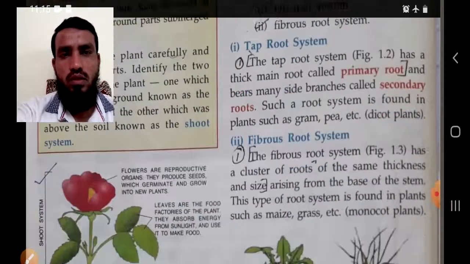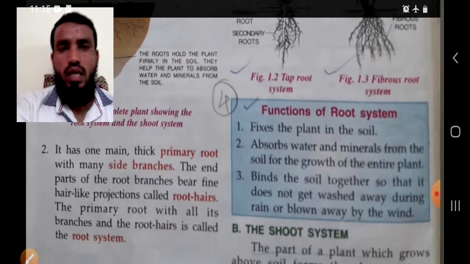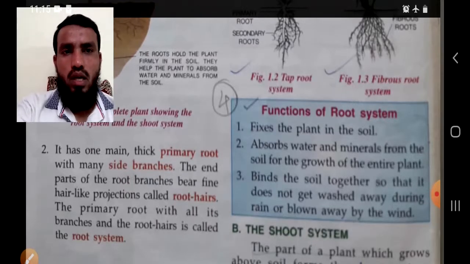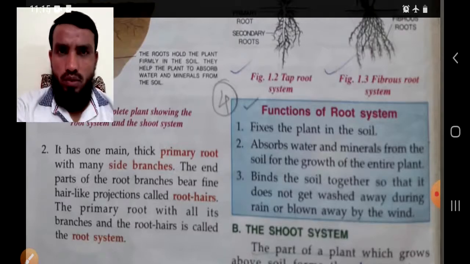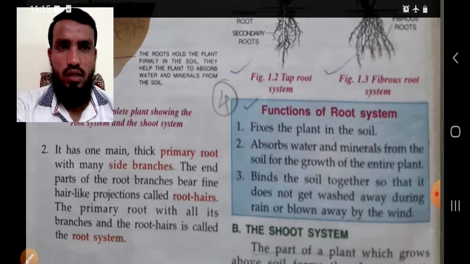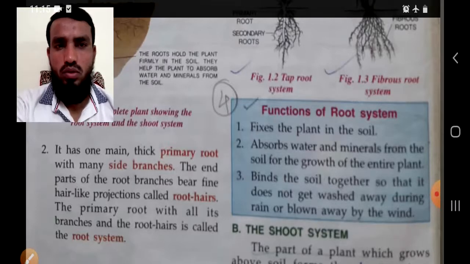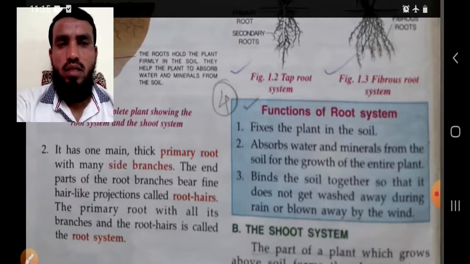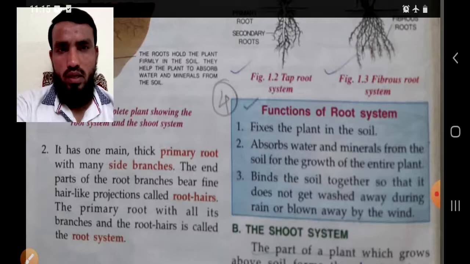First we discussed what a root is, and now it has one main thing, a primary root with many side branches. Now we will talk about the types of roots. The ends of the root branches bear fine hair projections called root hair. First of all, it has the primary root, the broad root, and then on the one broad root there are sub branches.